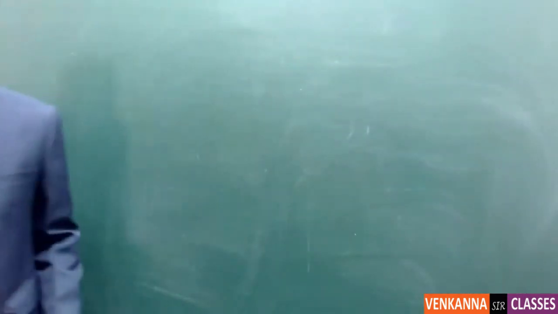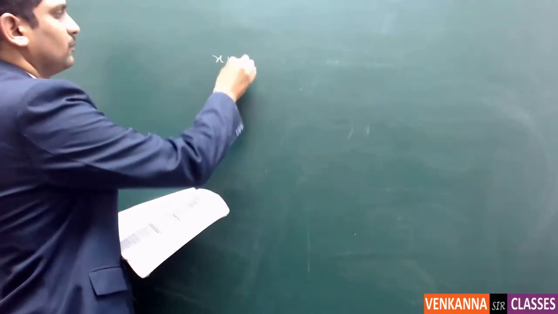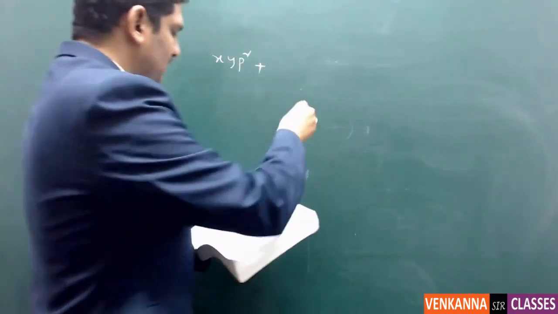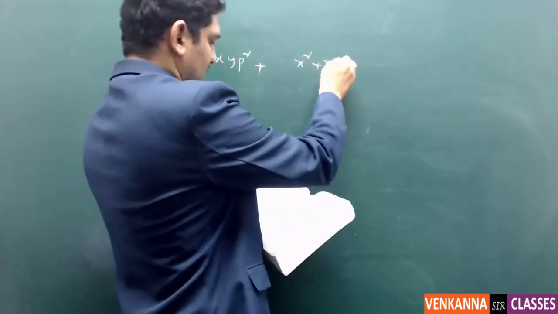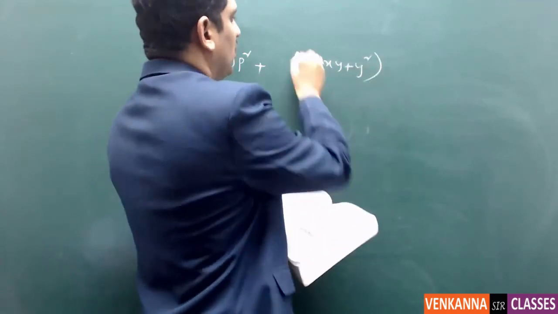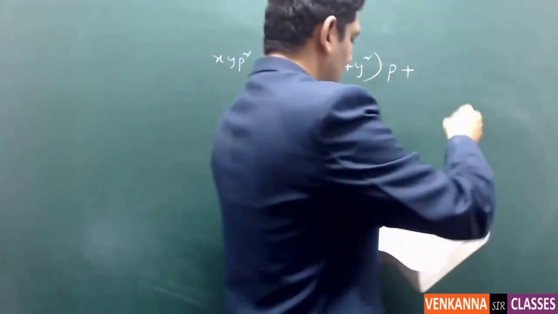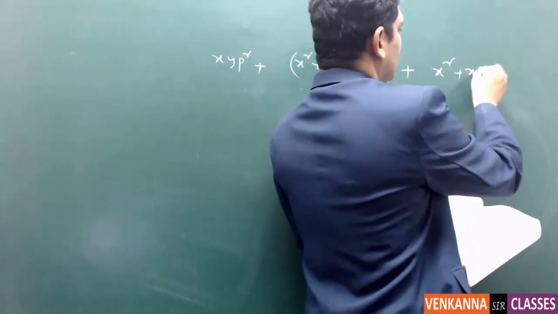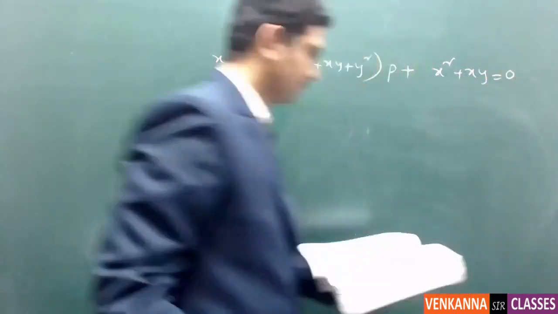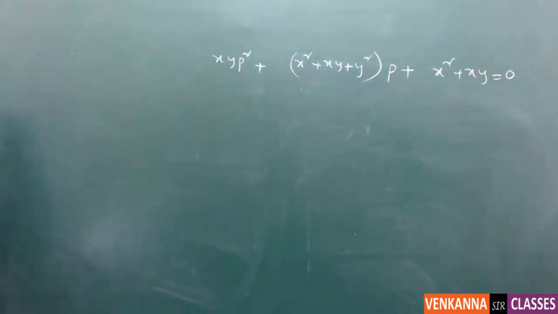So in this context, let me take the other one. So solve the equation xyp square plus x square plus xy plus y square of p plus x square plus xy equal to 0. Please take a note of that.